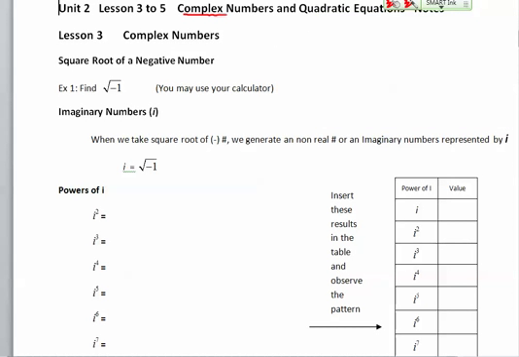Complex numbers and quadratic equations. All right, so this should be page 9 in your notes packet.